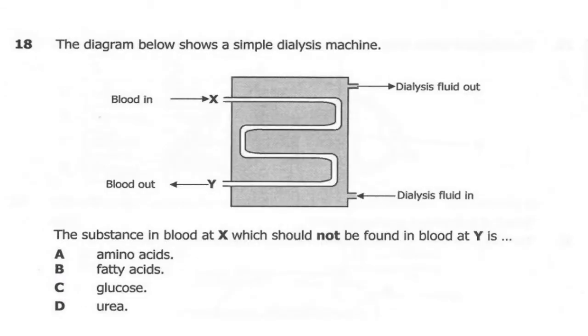Question 18. The diagram below shows a simple dialysis machine. The substance in blood at X, which should not be found in blood at Y, is A. Amino acids, B. Fatty acids, C. Glucose, D. Urea. So what's the correct answer? Is it A, B, C, or D? Let me know in the chat below. Okay, drop your answer in the comment section.